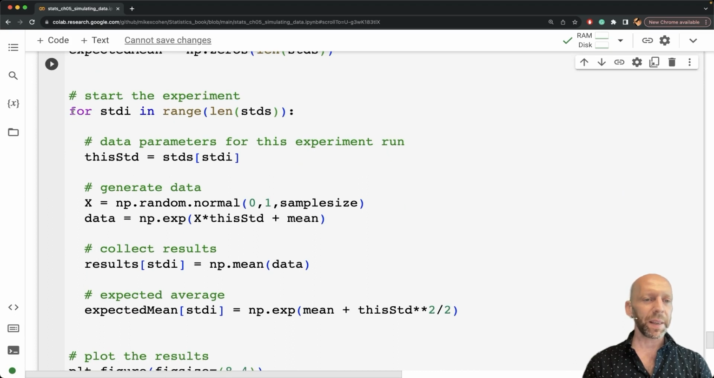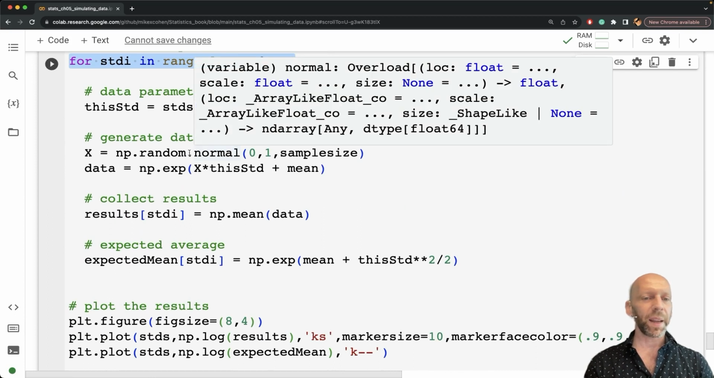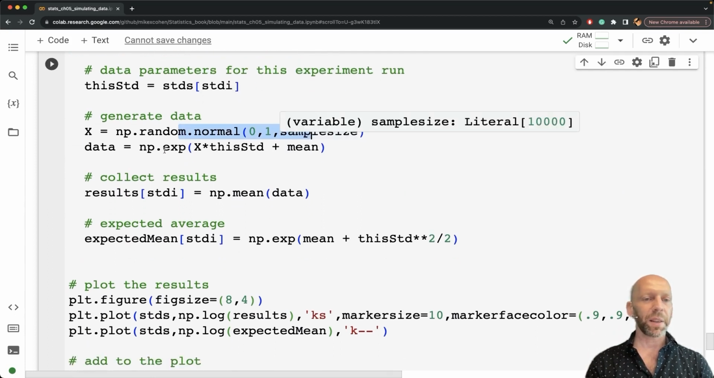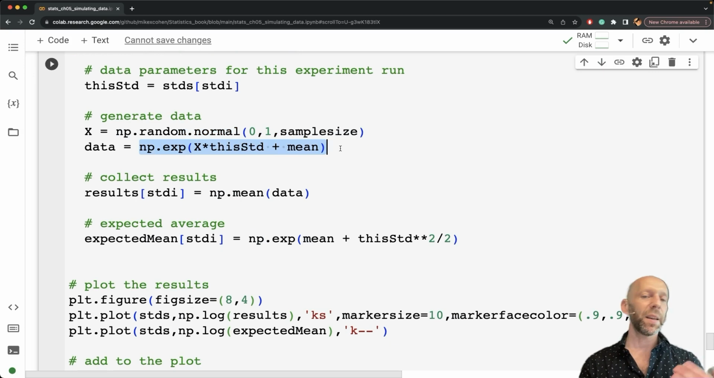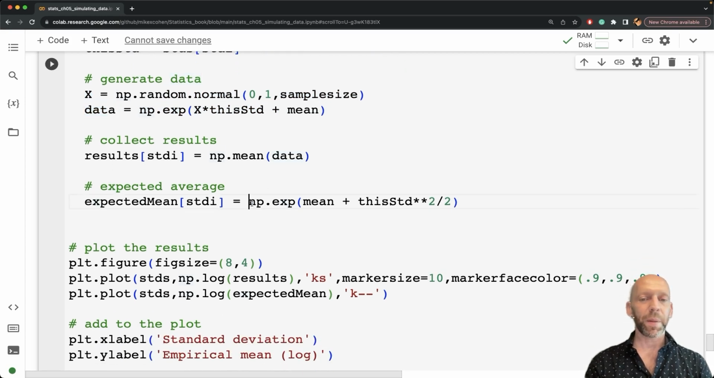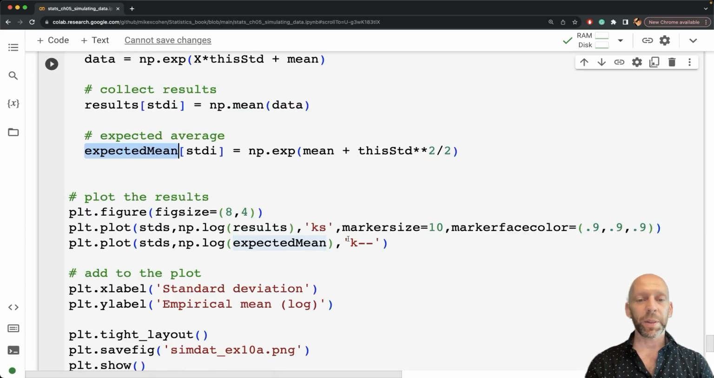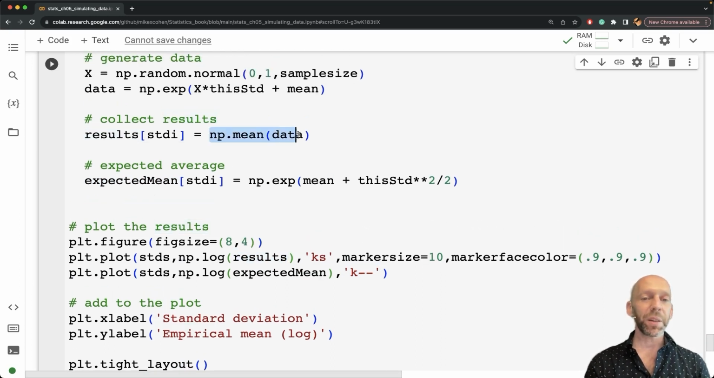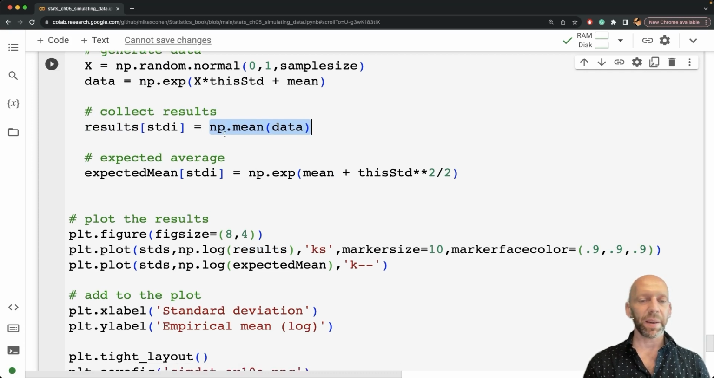Okay, so here is the key for loop for this experiment. We're looping through the standard deviations. And here is the normal distribution. And here I shift and scale and then non-linearly transform this normally distributed set of numbers into the data that we are going to work with. Here is how I apply the inverse transformation to get the expected mean. And that's going to be that black dashed line that I showed you in the figure. And then I have this variable results, which is the empirical average of this data set.